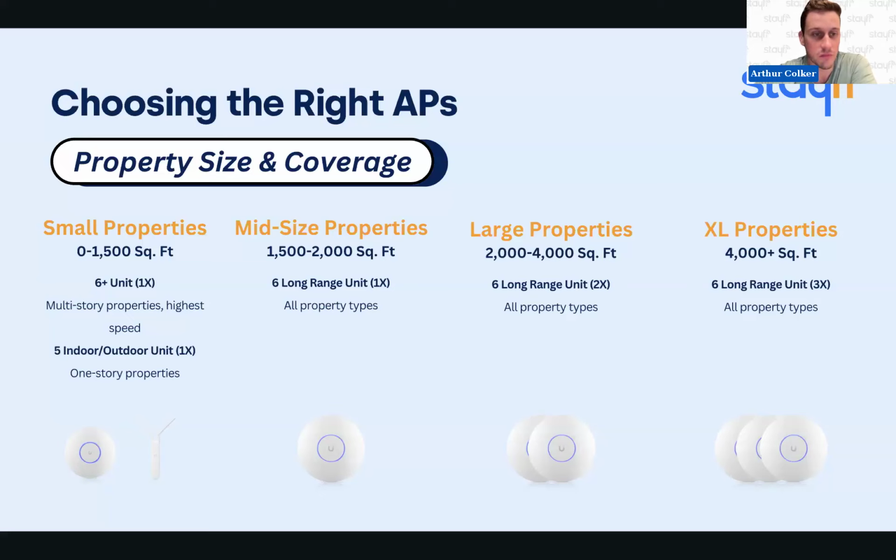The 6 Plus is good for multi-story properties, so that's a little more expensive than the Wi-Fi 5 device.